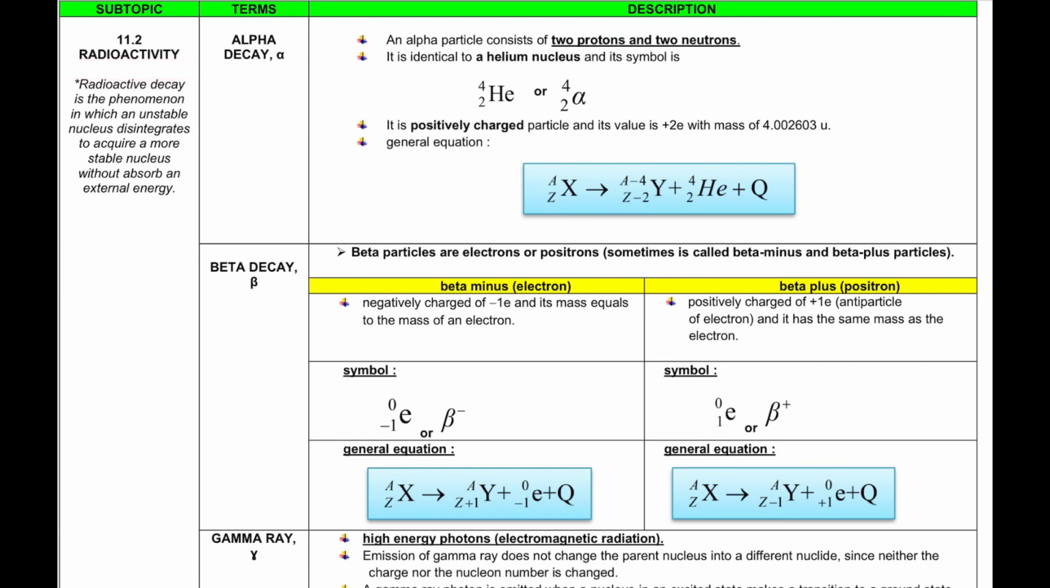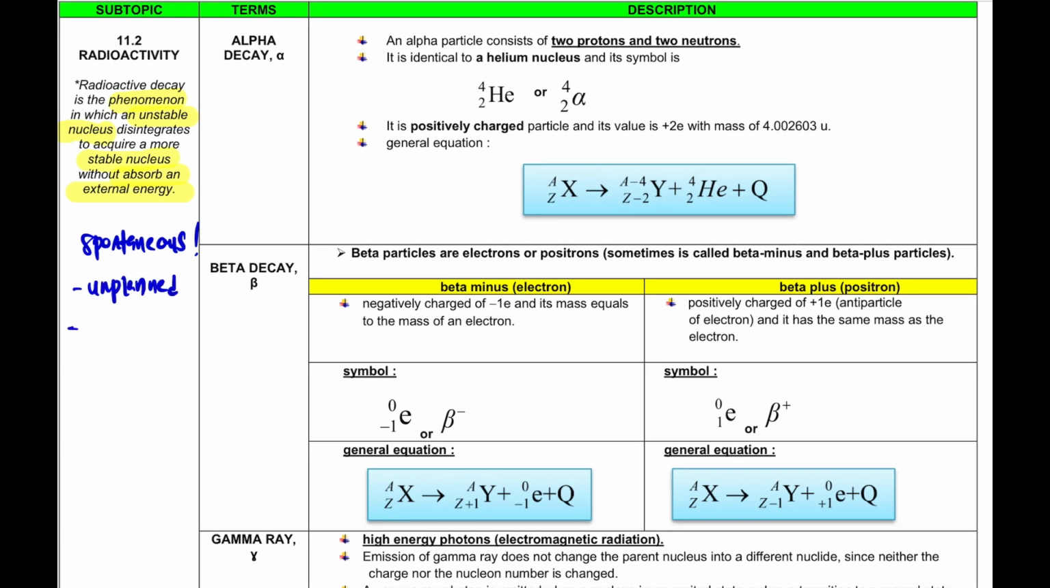So today we are going to learn about 11.2 radioactivity. Radioactive decay is the phenomenon in which an unstable nucleus disintegrates to acquire a more stable nucleus without absorbing external energy. Okay, so radioactive decay happens spontaneously. It is unplanned, cannot be predicted, and is independent of physical conditions such as pressure, temperature, and so on.